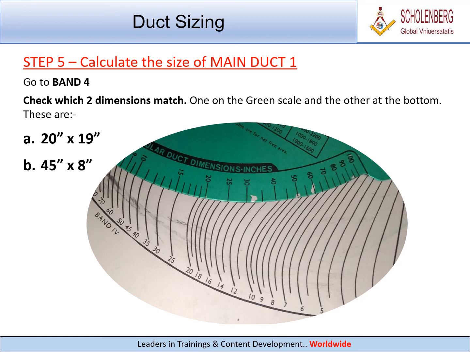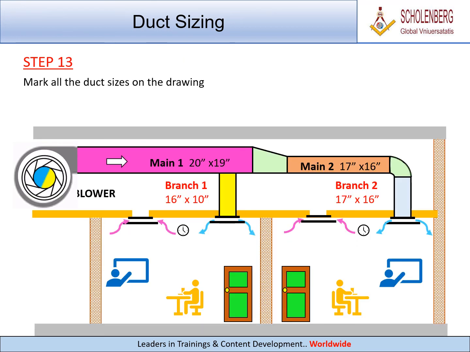Step 5. Calculate the size of main duct 1. Go to band 4. Check which two dimensions match. One on the green scale and the other at the bottom. These are A. 20 inch by 19 inch. B. 45 inch by 8 inch. Step 13. Mark all the duct sizes on the drawing.